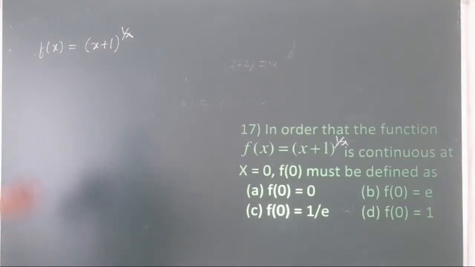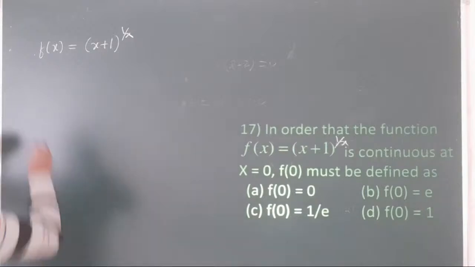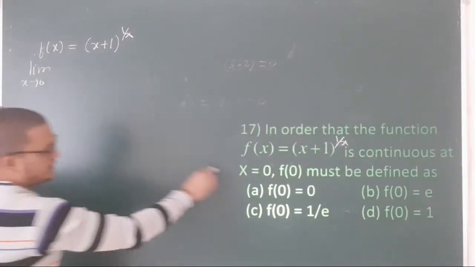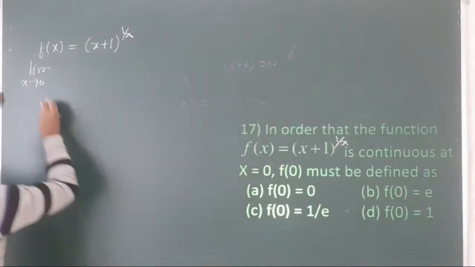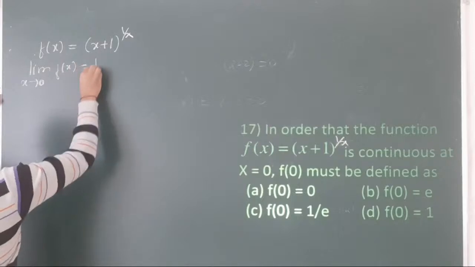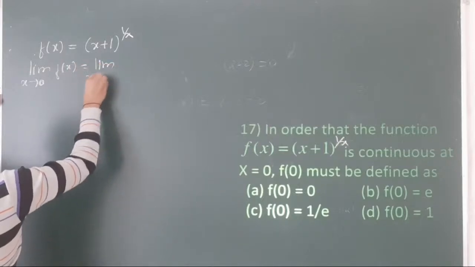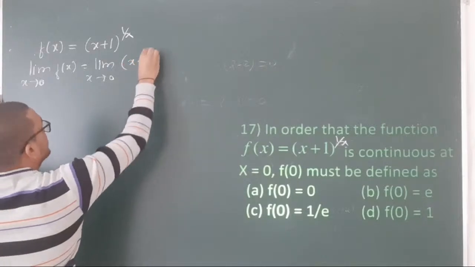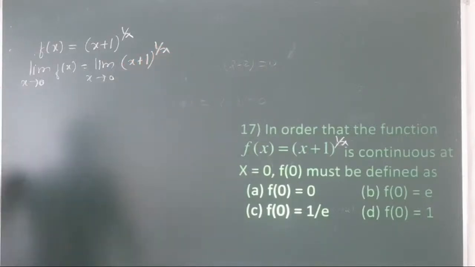So f of x is equal to (x plus 1) to the power 1 by x. Suppose for this, if I apply the limit now, what is the limit here? They have said it is continuous at x equals 0. So therefore the limit as x tends to 0 of f of x is equal to the limit as x tends to 0 of what? (x plus 1) to the power 1 by x.